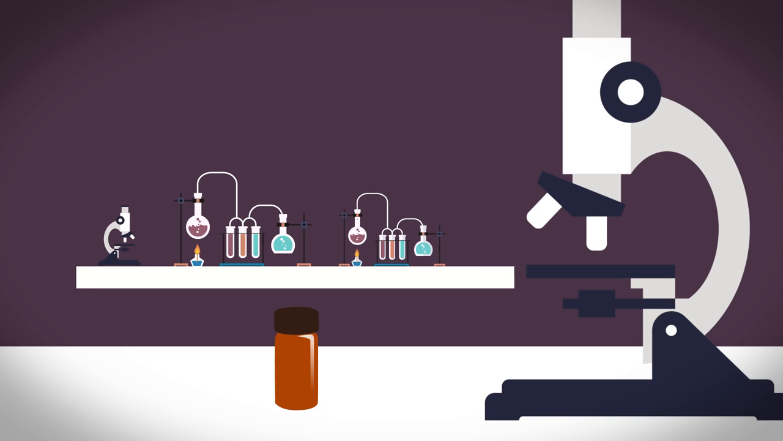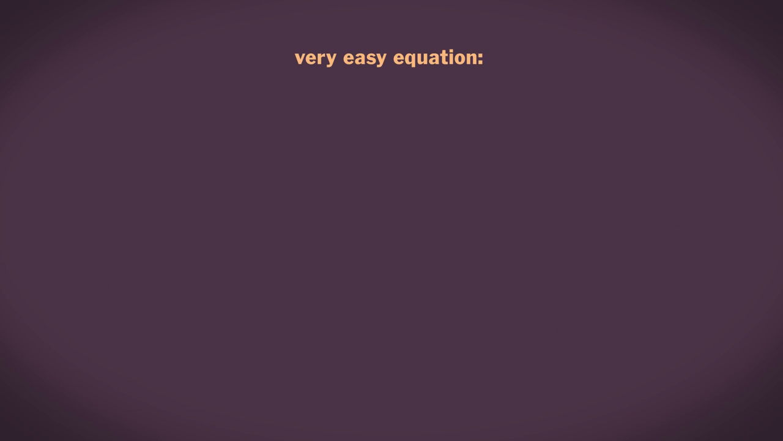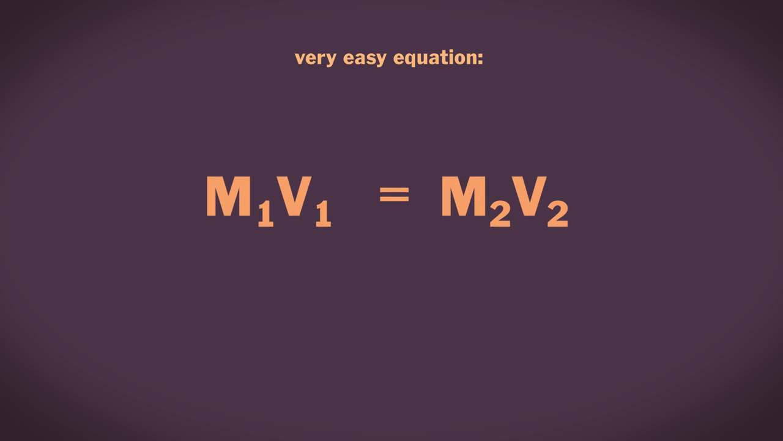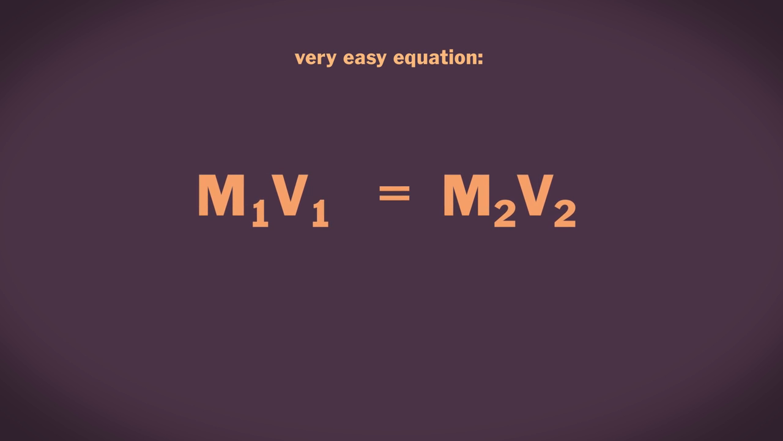The good news is that there is a very easy equation to help us calculate dilutions. M1 V1 equals M2 V2. Let's have a look at where it comes from, and then we'll see what it means.